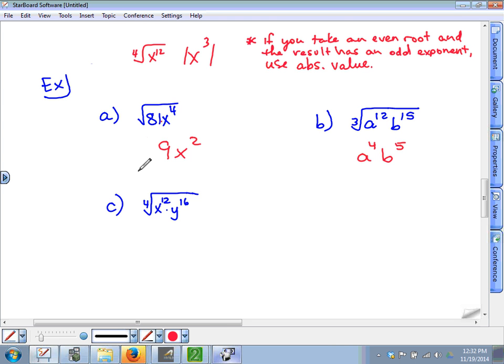All right, what about part C? X to the 3rd, y to the 4th, but there is a slight problem here. The x to the 3rd has to be inside absolute value because we took an even root, came out with an odd exponent. So just in the case that x is negative, we would have to put absolute value bars there. Easy peasy?